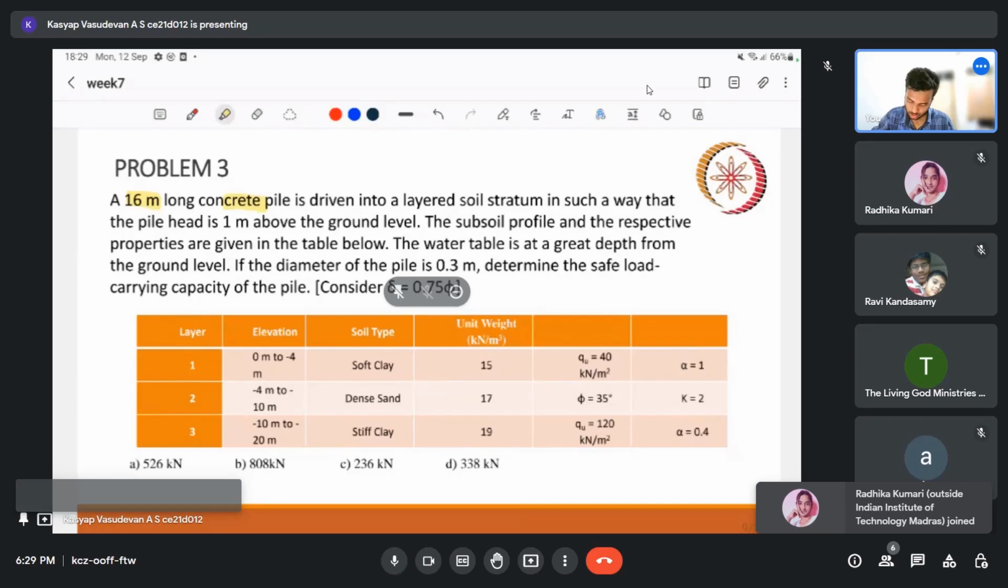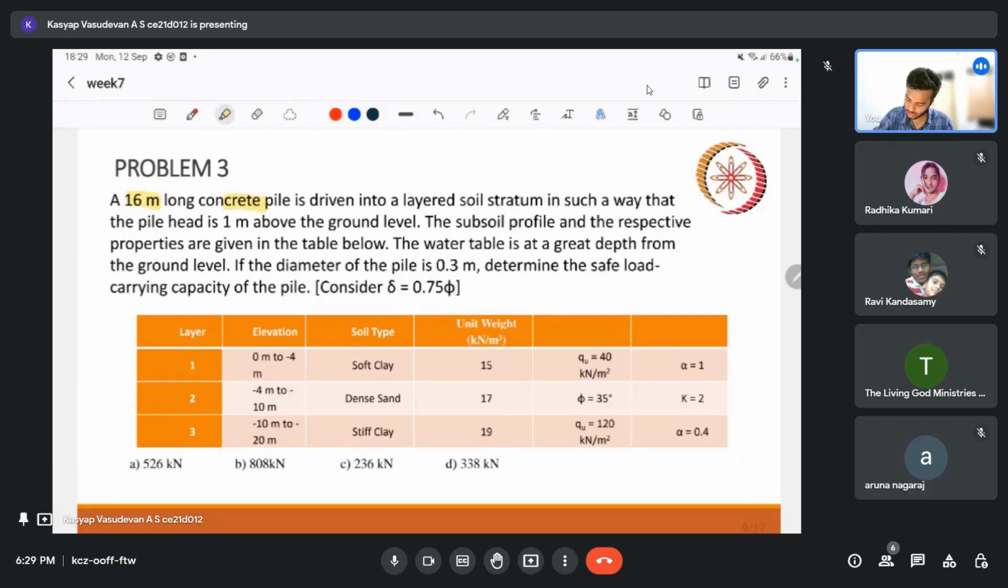One more thing mentioned here is that the pile head is 1 meter above the ground level. This is also possible. When we are driving the pile inside, if we have mobilized enough strength, we can stop our driving. Also, sometimes to get the required foundation level, we need to cut the cap of the pile, so it might be above or below the ground level. In this case, they have mentioned that it is 1 meter above the ground level. The subsoil profile is shown in the table.